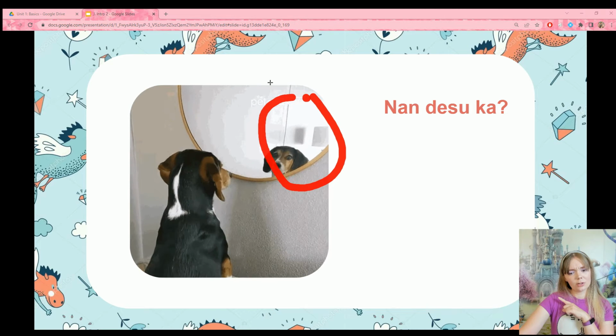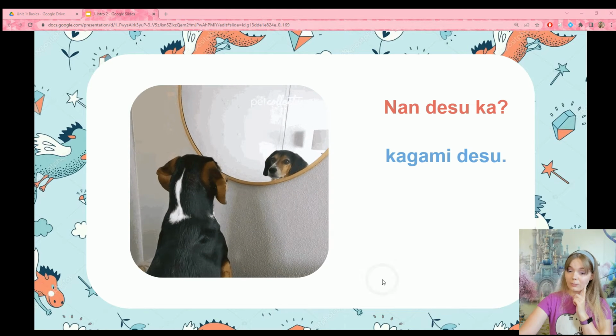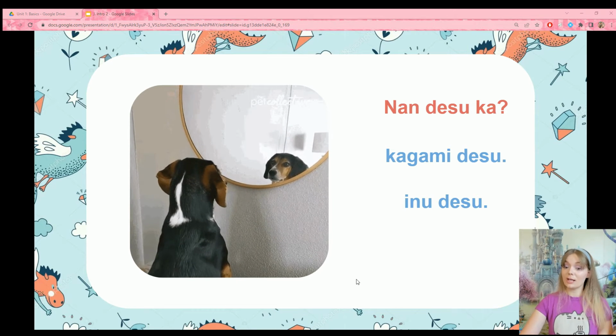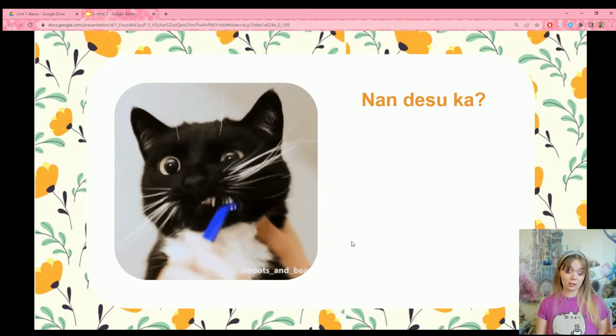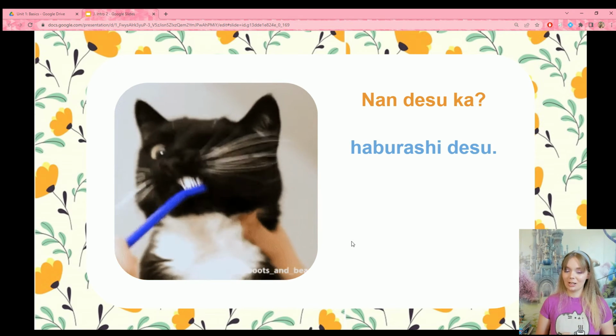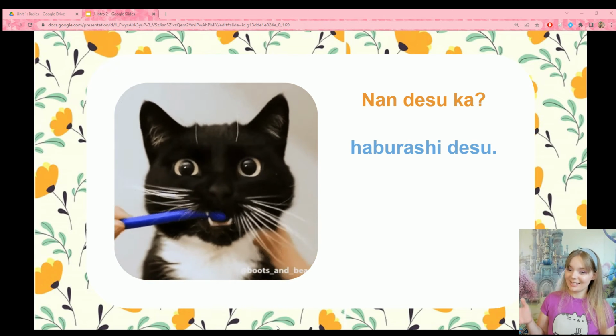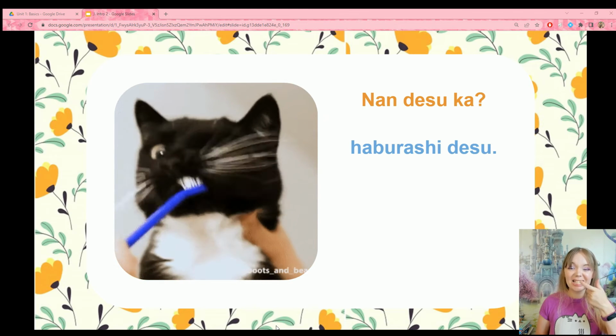Let's start with this first. What is that thing? Nan desu ka? Kagami desu. It is a mirror. What about this animal? Nan desu ka? Inu desu. What is that blue thing? Nan desu ka? Haburashi desu. Ha means teeth.